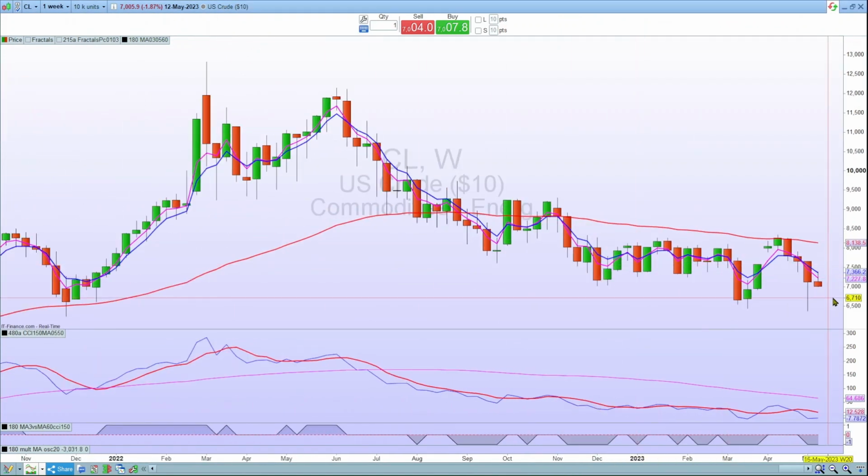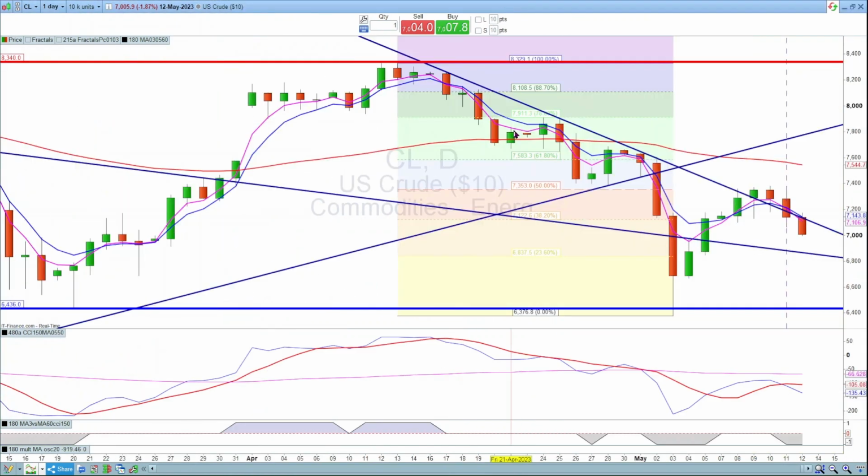On the weekly, we first look at the triple moving average of the price chart. That's moving average 3, 5 and 60. That's in a bearish momentum. Likewise, the CCI 150, moving average 5 and 50 are also in a bearish movement. So they're both aligned and that's showing us a bearish signal on the weekly. That same condition applies to the daily, so that's also in a bearish movement.